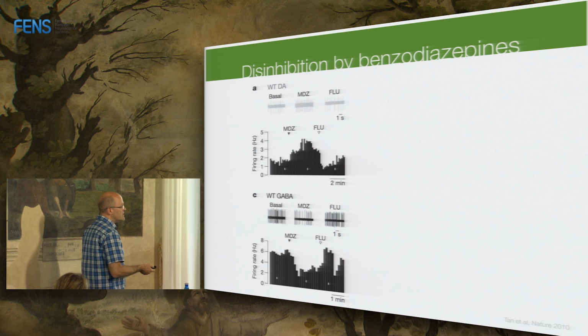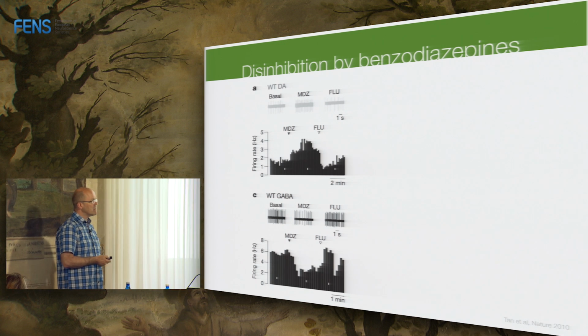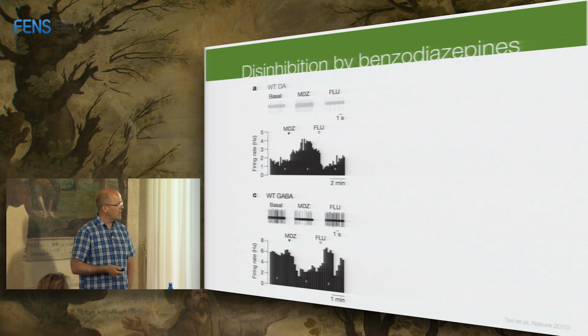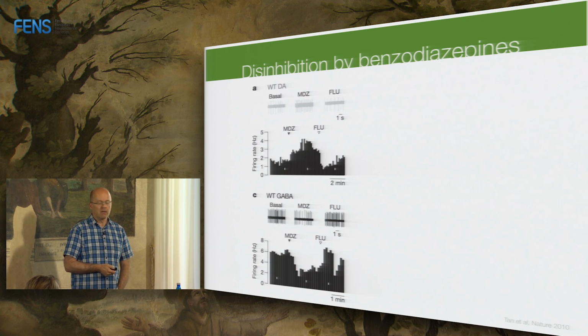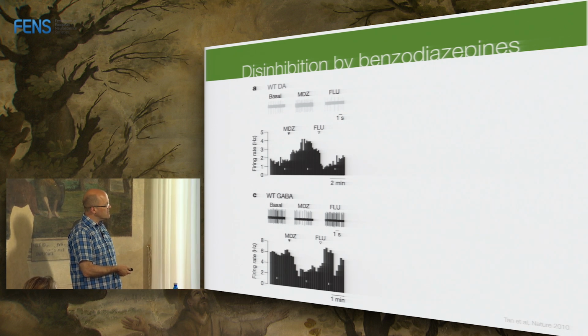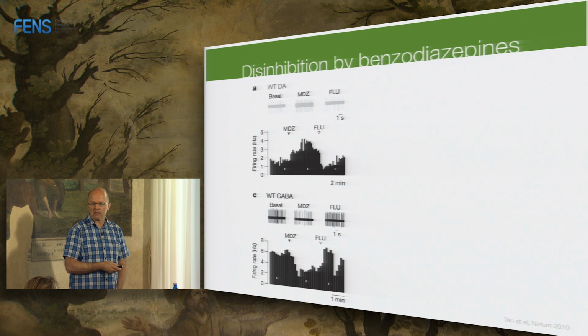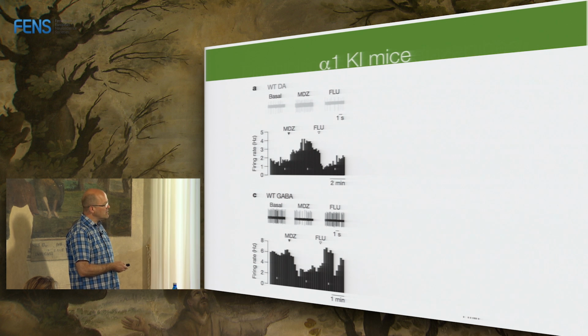We then did the same experiments in the GABA neurons of the VTA, and here you see the mirroring effect, right? So here you have a decrease in the firing frequency during the presence of the benzodiazepine that is reversed by the antagonist. So how to explain this?